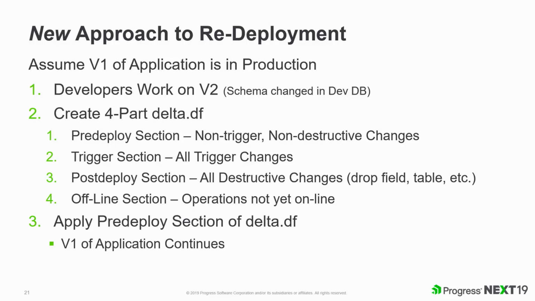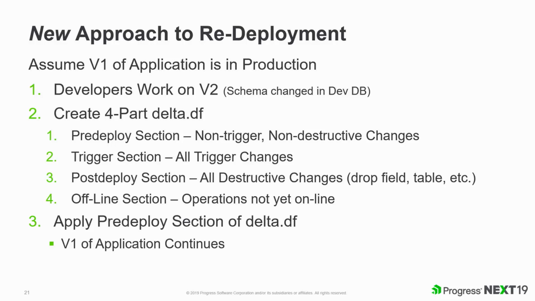And then there will be an offline section. This will be a hopefully ever diminishing set of operations as we continue to march toward allowing everything to be online. But these are the things that you can't do online, and so you wouldn't want to apply this section to your database without bringing it into single user mode to do that. So you create your 4-part delta.